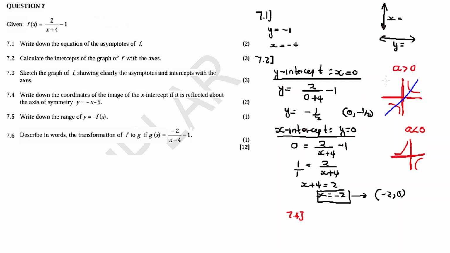Axis of symmetry number 1, axis of symmetry number 2. The axis of symmetry le in a positive gradient. The axis of symmetry lena in a negative gradient. Negative gradient, positive gradient. Uyabona? Negative gradient and positive gradient.